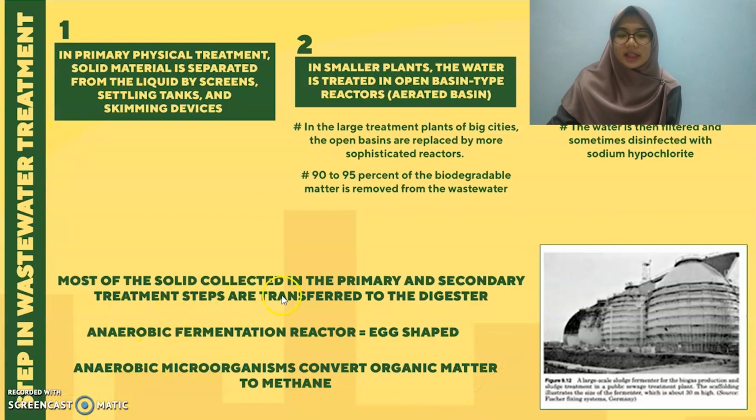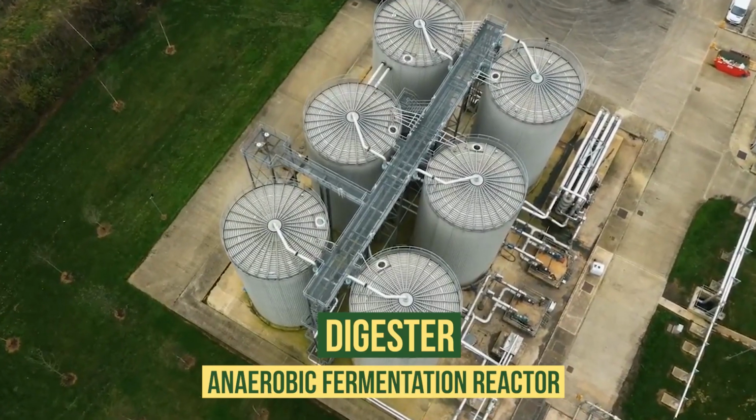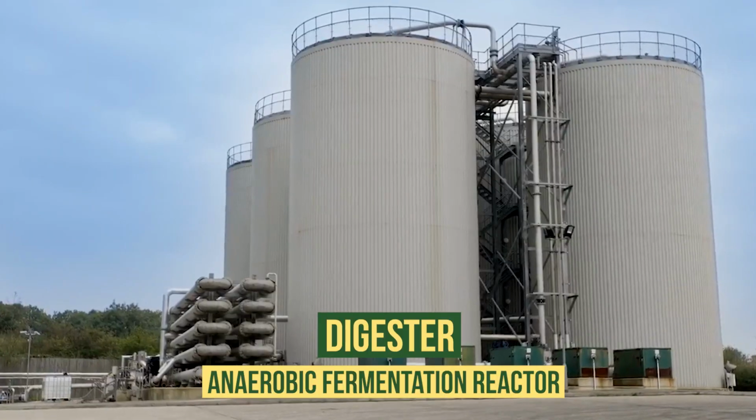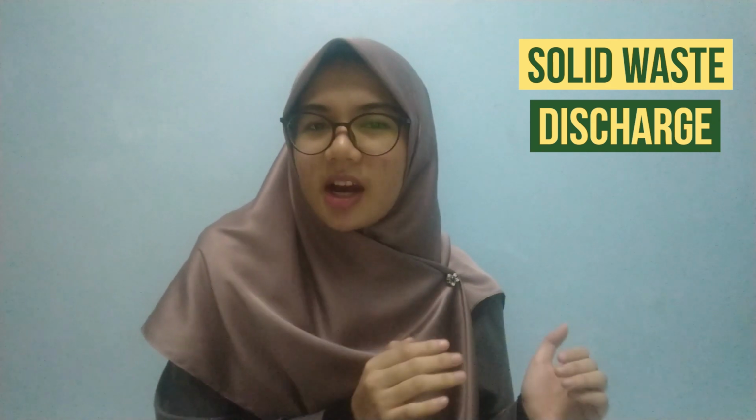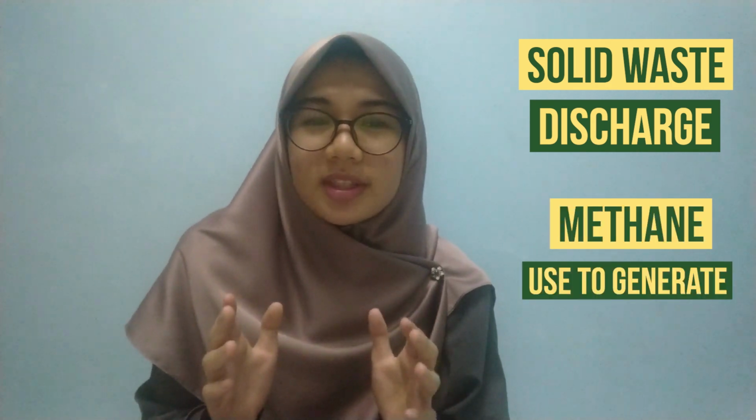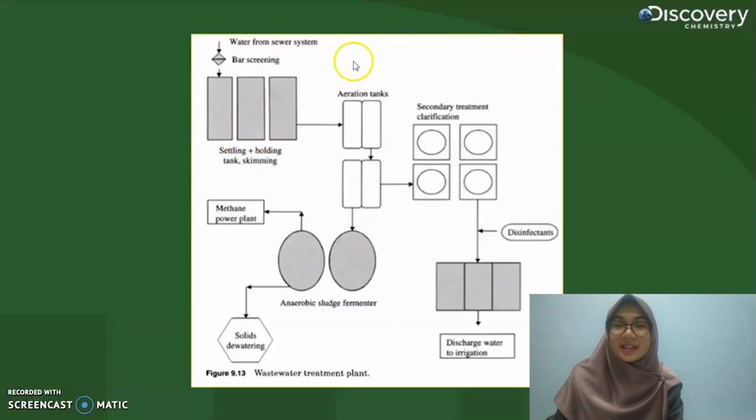Most of the solids collected in the primary and secondary treatment steps are transferred to the digester, which is an anaerobic fermentation reactor, often egg-shaped, as we can see right here. This is where the anaerobic microorganisms convert the organic matter to methane, while the solid waste is then discharged, and the methane is used to generate electricity and heat. As we can see, this is the diagram of a wastewater treatment plant.